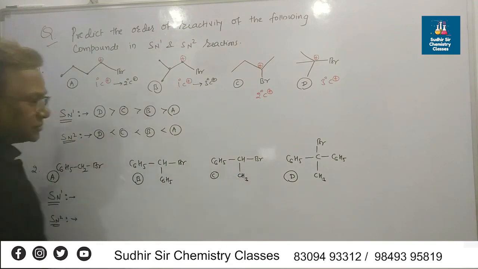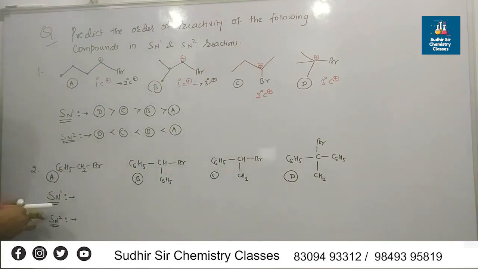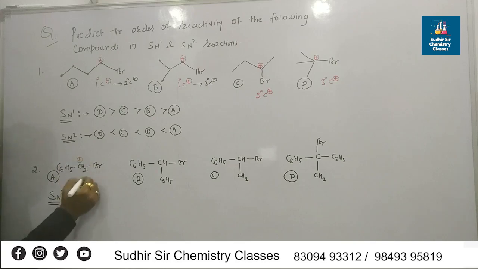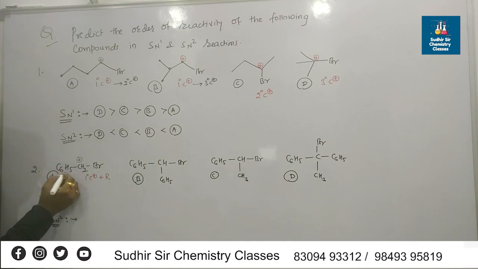Come to these four options now, beta. In this case, suppose Br goes off, you will get a carbocation which is a 1 degree carbocation plus it will have resonance. Phenyl group, you know, can be drawn in this way also. It has alternate pi bonds. So pi sigma positive resonance.